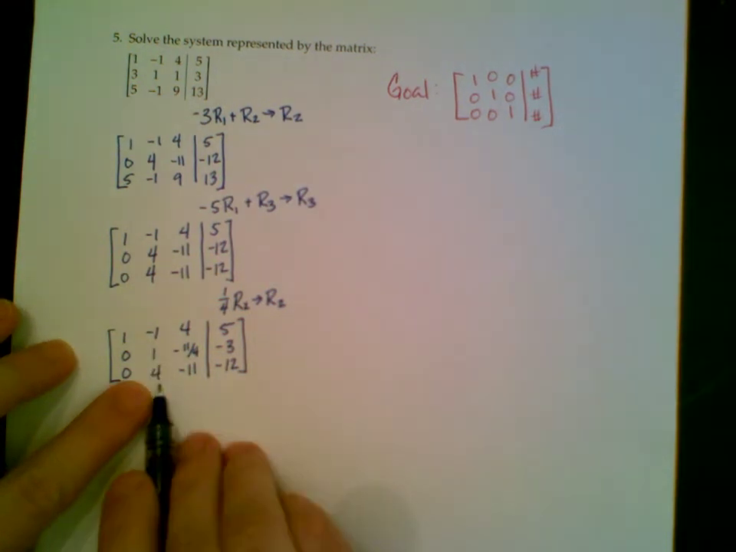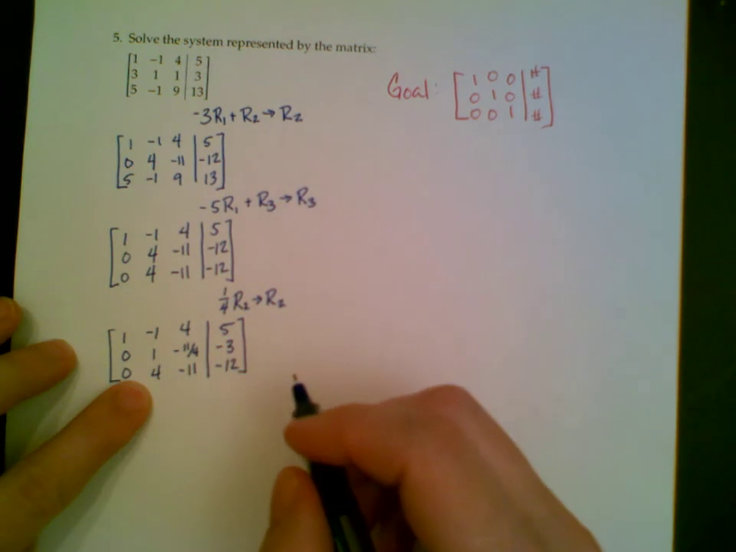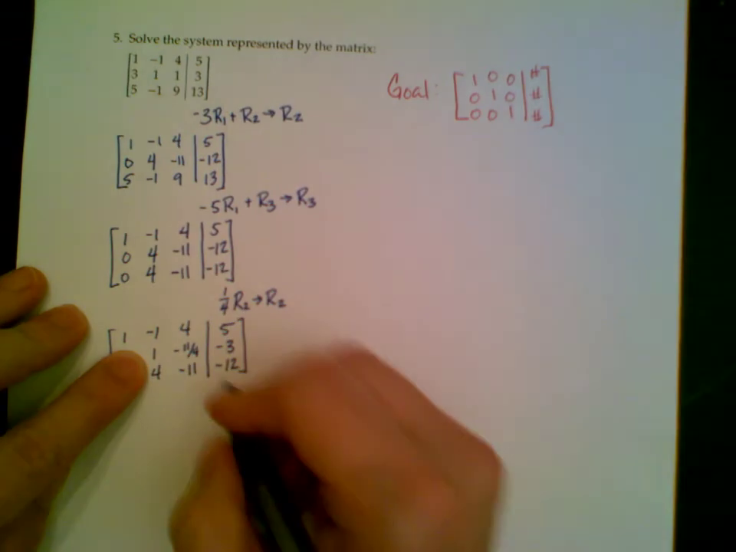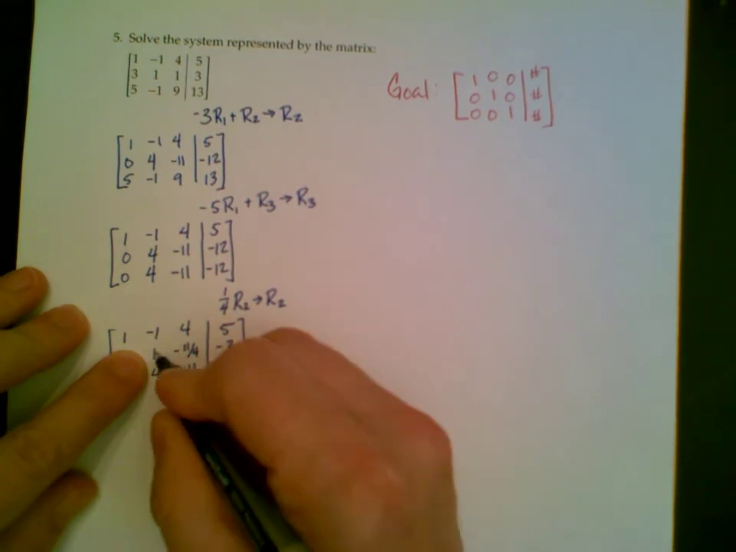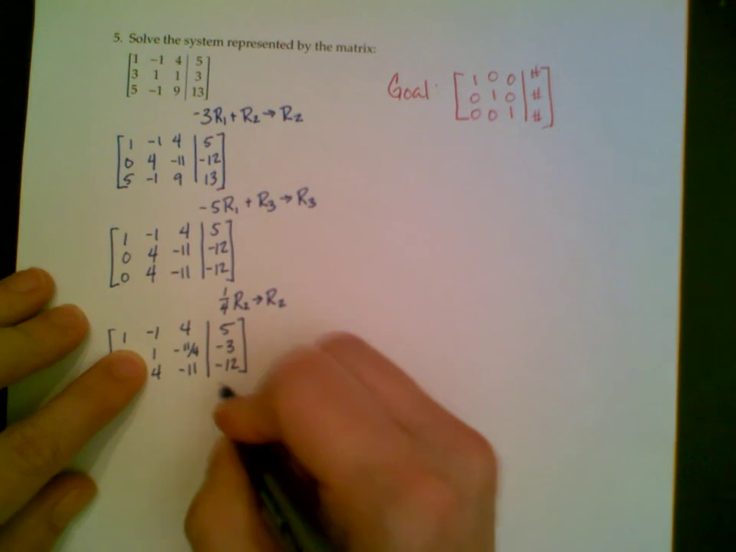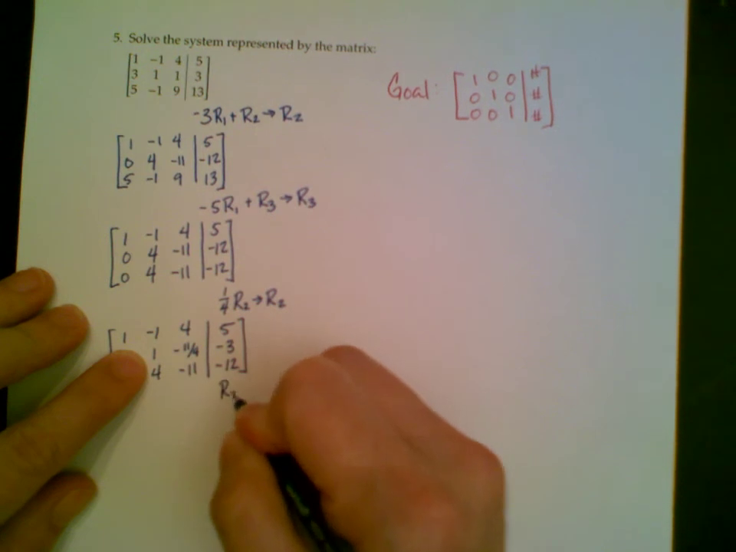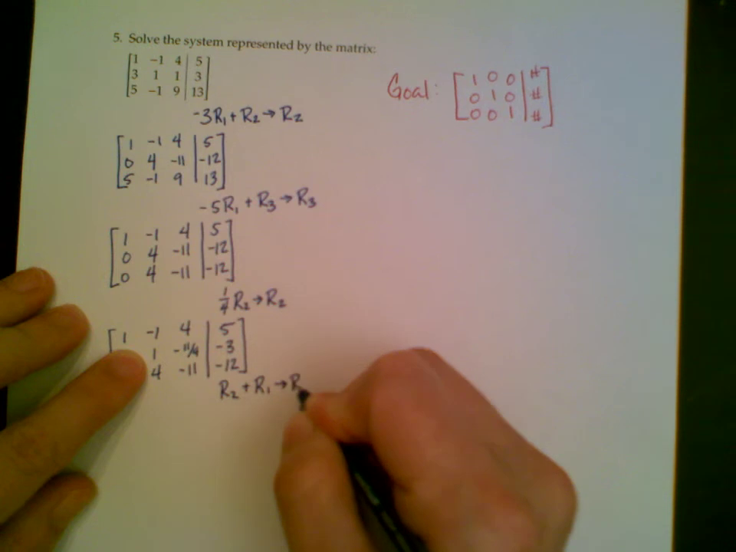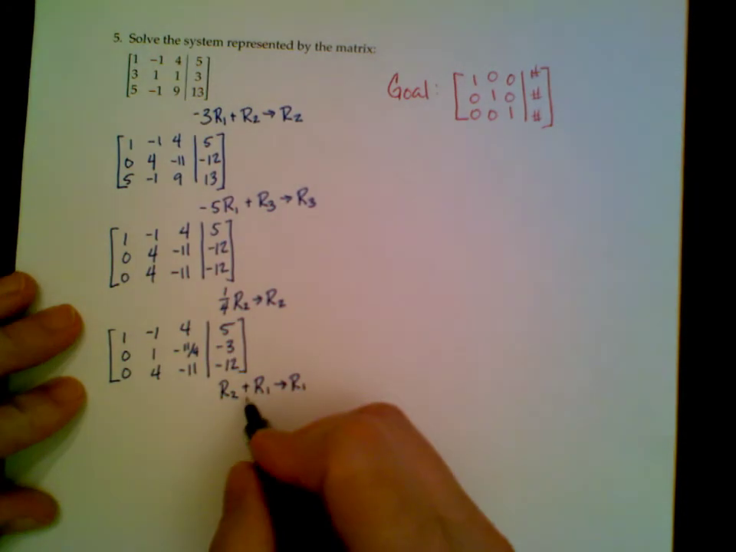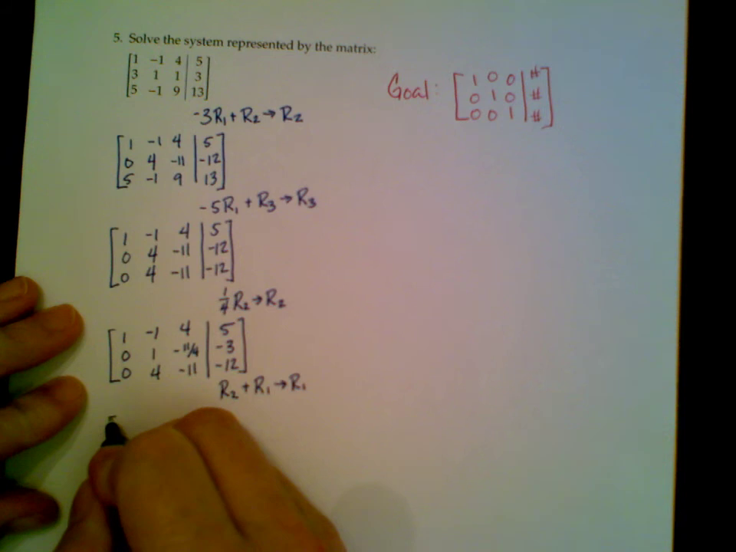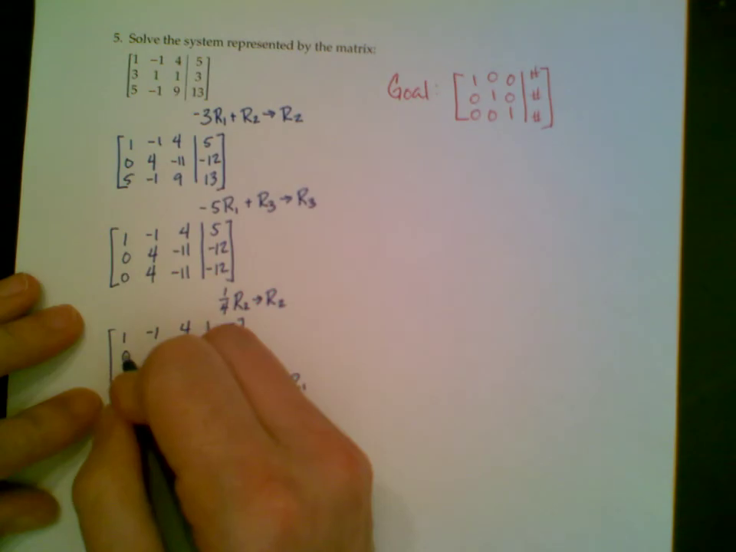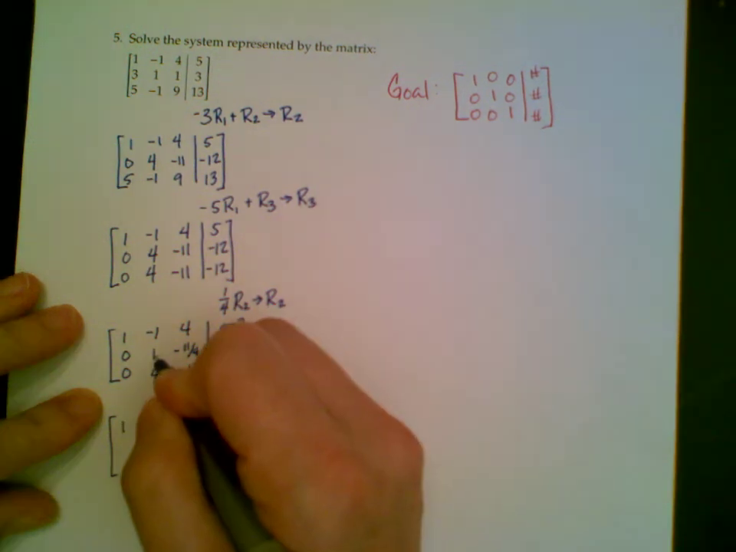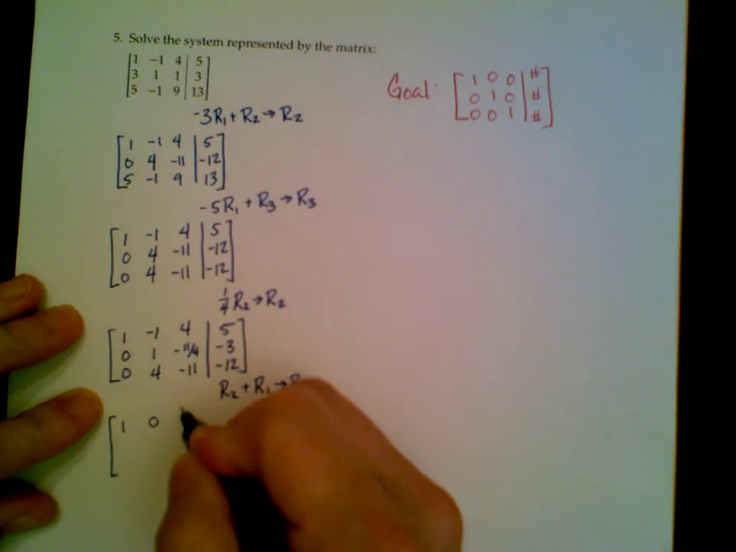Let's start with the 4. Or actually, let's start with the -1. The opposite of -1 is 1. So I don't actually have to multiply this times anything. I can just do row 2 plus row 1, store that in row 1. And so 0 plus 1 is 1. 1 plus -1 is 0.